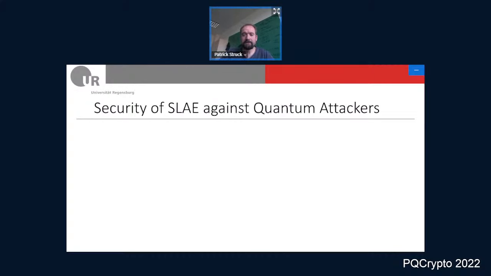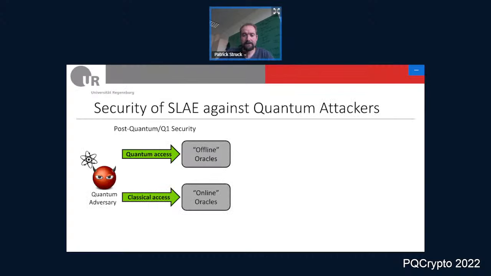Now coming to the security of SLAE against quantum attackers. So we consider two models. The first one is the commonly known post-quantum or Q1 model. So we have a quantum adversary, and in this case, we grant the quantum adversary quantum access to the so-called offline oracles, but classical access to the online oracles. Here the offline oracle is this public transformation rho that underlies the sponge construction, whereas the online oracles are basically all the oracles provided by the challenger, who is in possession of the secret key of the construction.